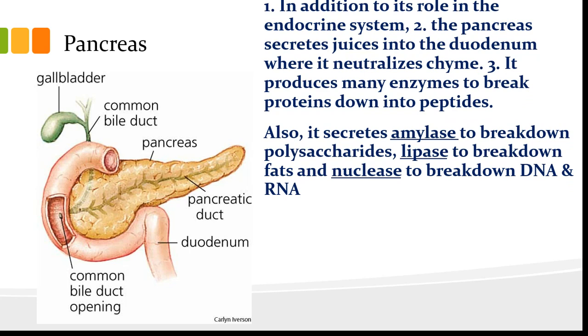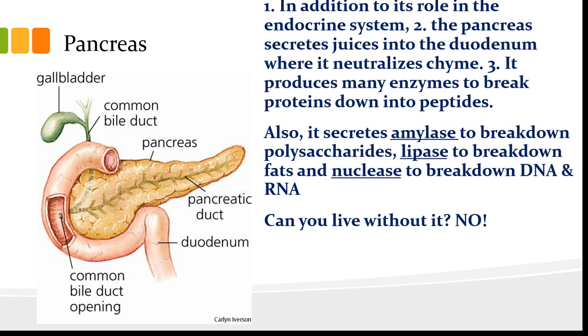It secretes amylase to break down polysaccharides, that's sugars, lipase to break down fats, and nuclease to break down DNA and RNA. Why would we have DNA and RNA? Because we're eating living things. Plants have DNA and RNA. Animals have DNA and RNA. We eat those, we have to break them down. And we break them down with nuclease.